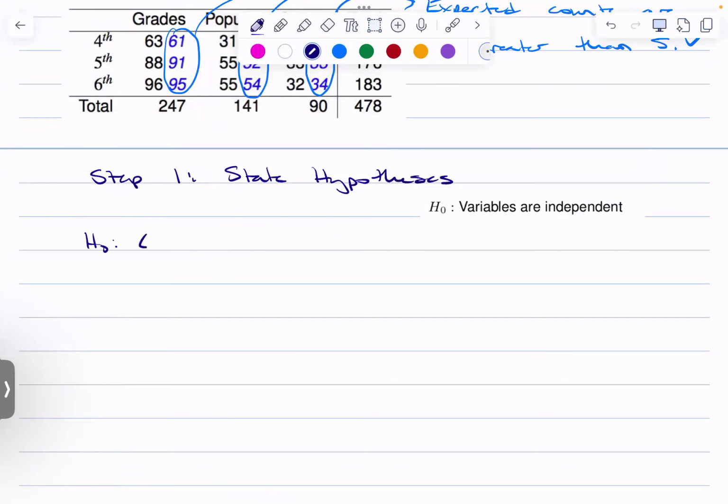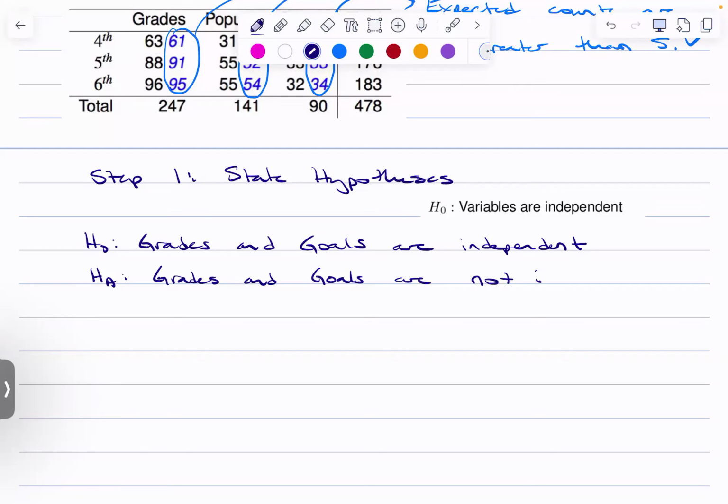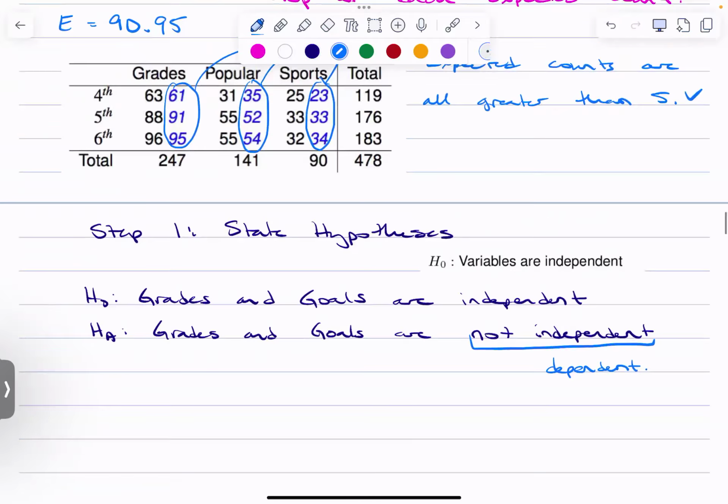The null hypothesis can be that grades and goals are independent. The alternative is that grades and goals are not independent. Or if you prefer to call it dependent, that's fine. I like to have the not in there just to emphasize that we just have the same thing, just negate it.